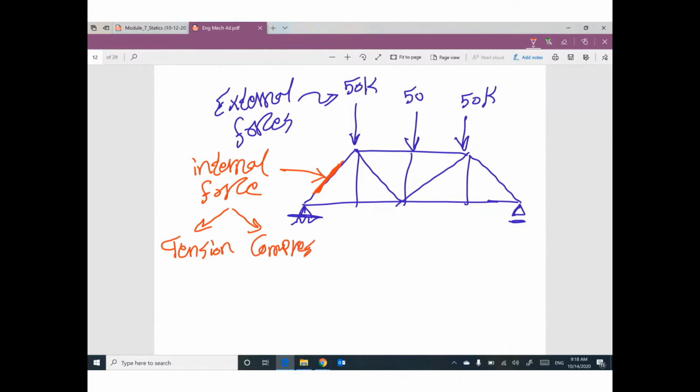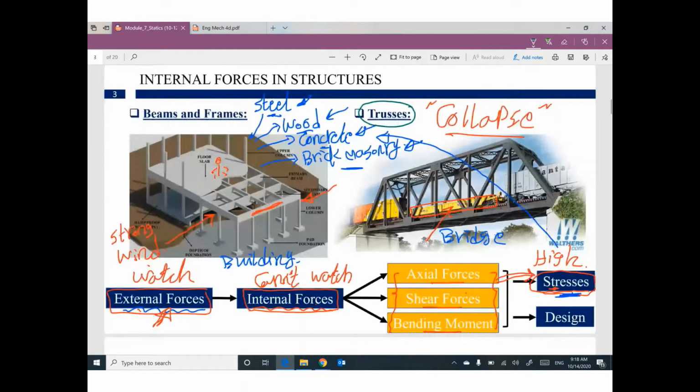So we learned the first type of structure, which is called the trusses. We have external forces and we have internal forces. The only internal forces in this structure are the forces in each member. Now we will talk about beams.